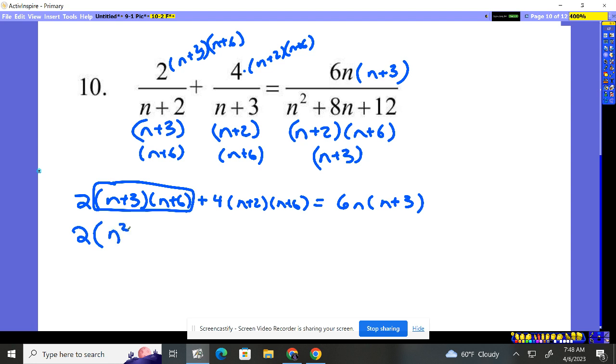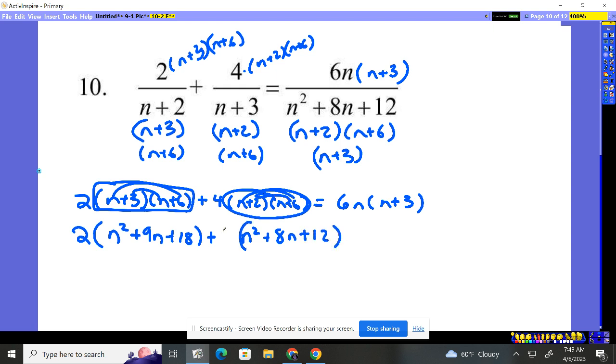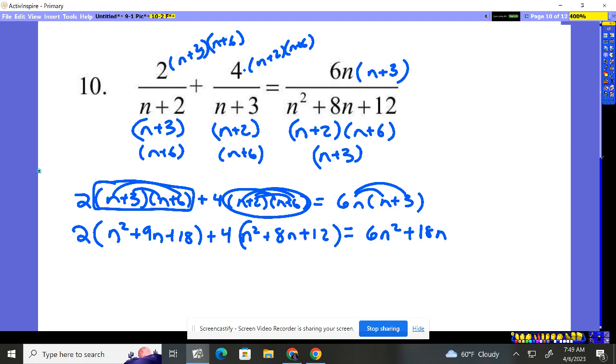So we see n times n, that's an n squared. You're going to get a 3n plus a 6n, which will give you 9n. And then 3 times 6 will give you 18. Plus, here, it's going to be an n squared plus 2n, 6n, that's 8n. And then 2 times 6 will give you 12. And that's all being multiplied by the 4. Equaling, we can go ahead here, it's going to give me 6n squared because that gets distributed through, and 18n.